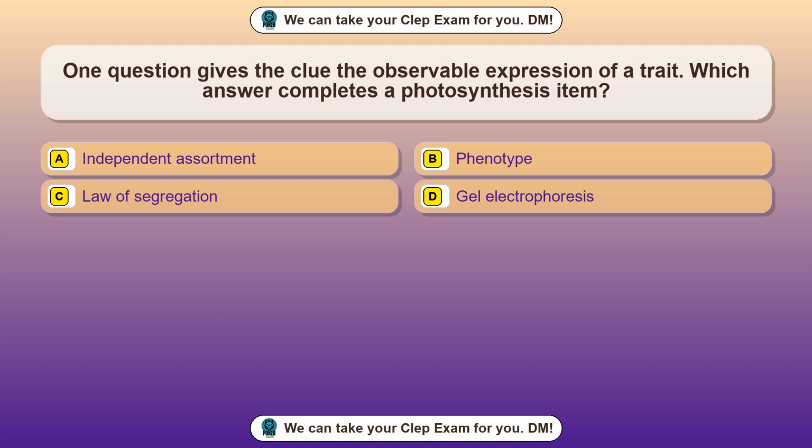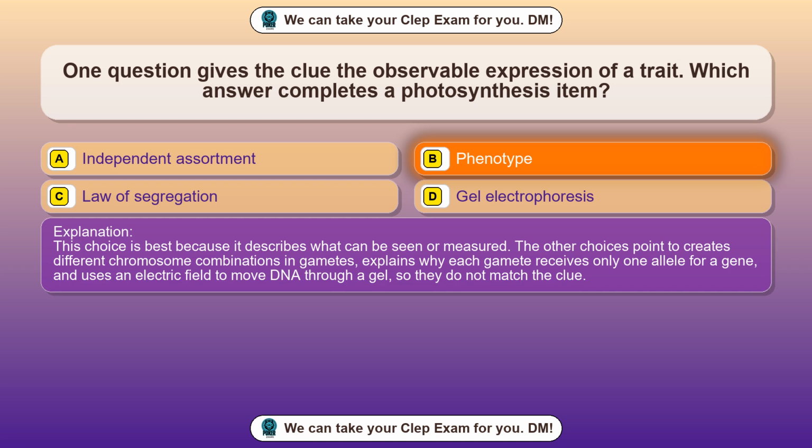Question 61. One question gives the clue the observable expression of a trait. Which answer completes a photosynthesis item? Option A, independent assortment. Option B, phenotype. Option C, law of segregation. Option D, gel electrophoresis. The correct answer is option B, phenotype. This choice is best because it describes what can be seen or measured. The other choices point to creates different chromosome combinations in gametes, explains why each gamete receives only one allele for a gene, and uses an electric field to move DNA through a gel, so they do not match the clue.